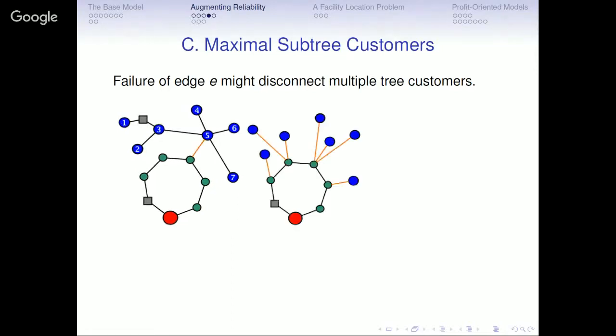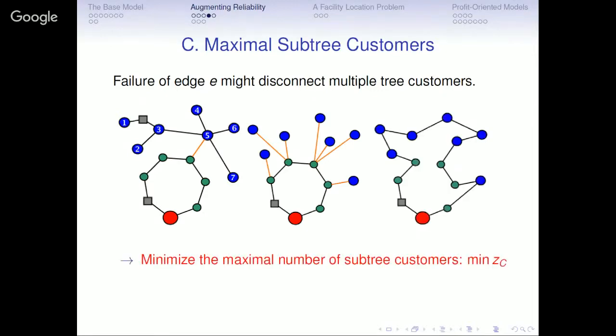Maybe we're better off doing something like this. This would be a ring star, by the way. So now, in every case of a single edge failure, there's just one customer that gets disconnected. That's not too bad, but it's going to be more expensive. That's easy to see. The best, again, well, just put them on rings, then everything's safe. Here, we're minimizing the number of customers on a subtree, which is edge-induced. That's important. Edge-induced and attached to the ring.